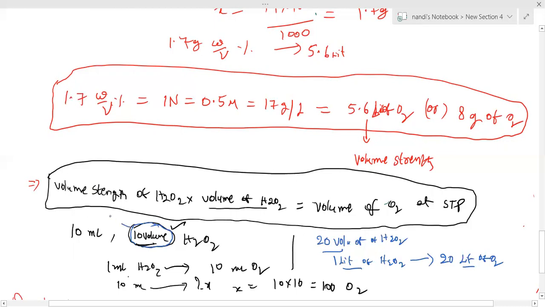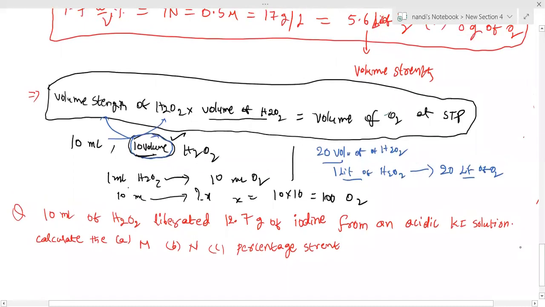Volume strength is 10, and the ml of H2O2 is this. Just multiply and you will get the volume of O2. Here they simply gave 20 volume H2O2, meaning 1 liter of H2O2 will provide 20 liters of O2. If they mention 5 liters of 20 volume H2O2, you have to multiply 5 into 20, then you will get the complete volume. Please listen again, you can recheck by listening two times.